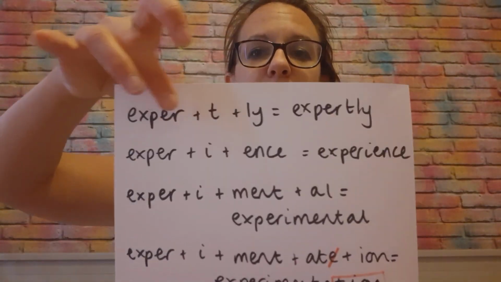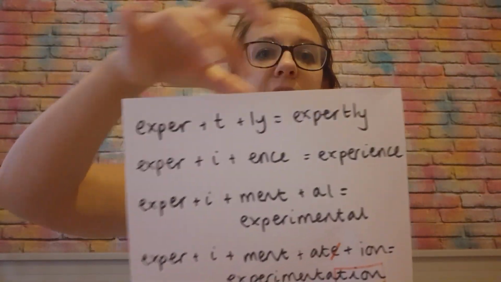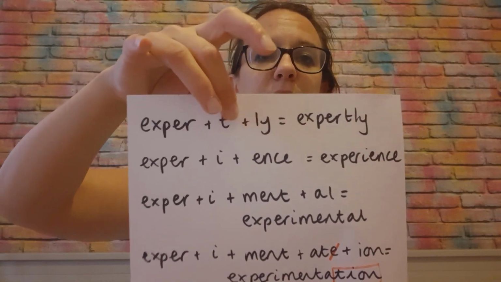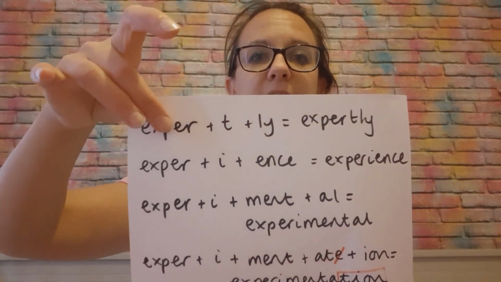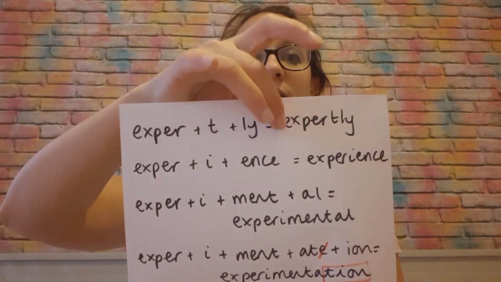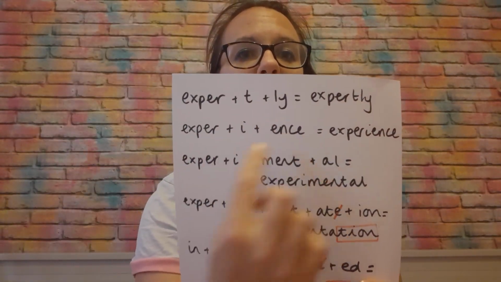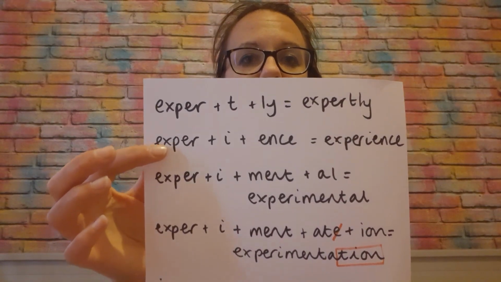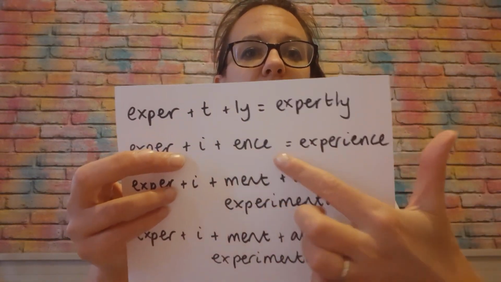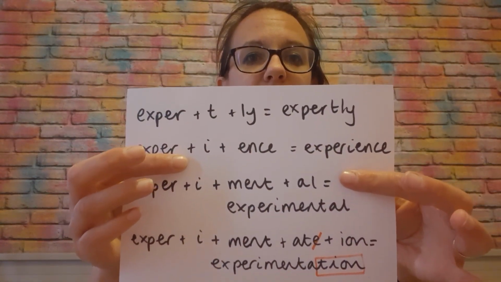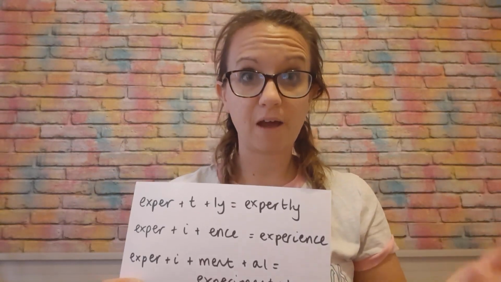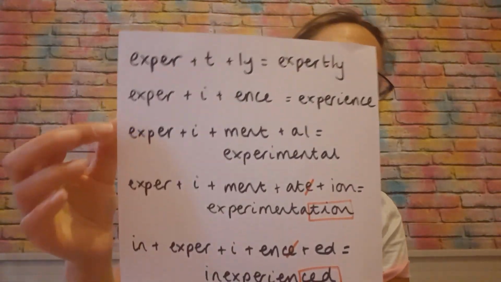Like I said, we've got expert, expertly. Again, that T has no actual meaning, although it does make that into the noun. It's more just joining those words together. So we've got expertly. We have experience, which is that experience of doing something.